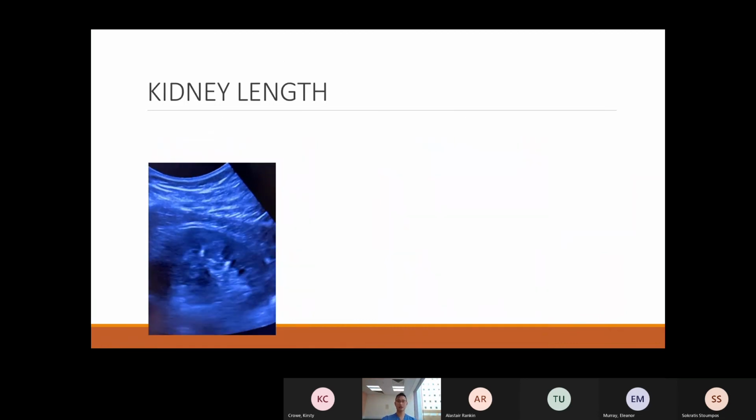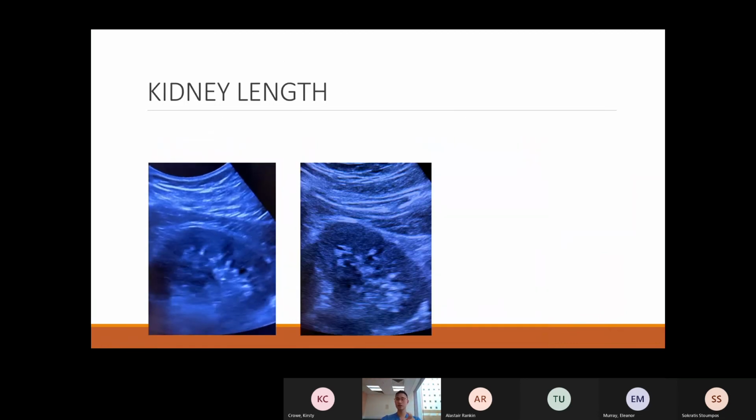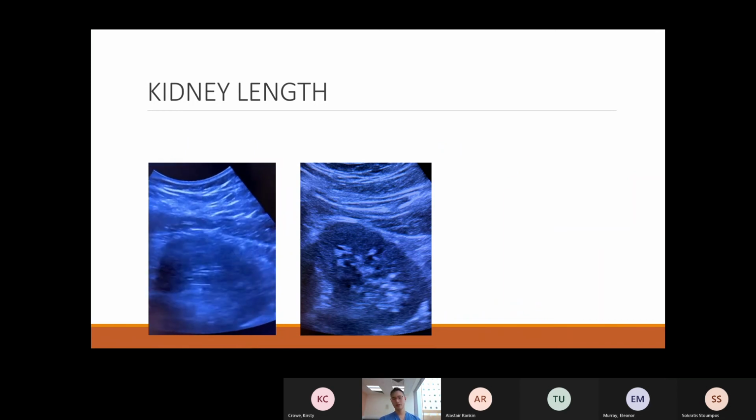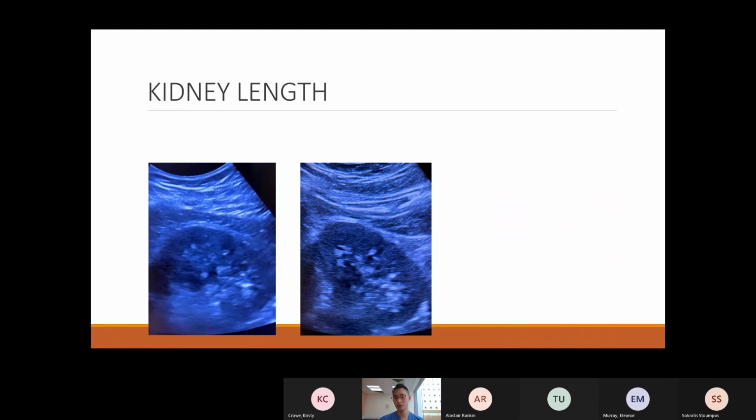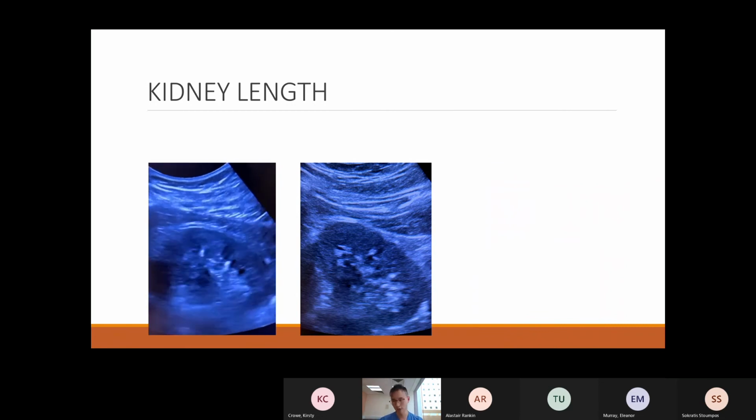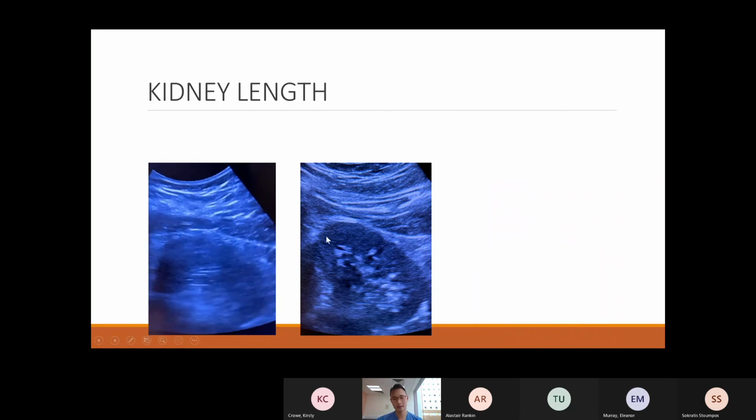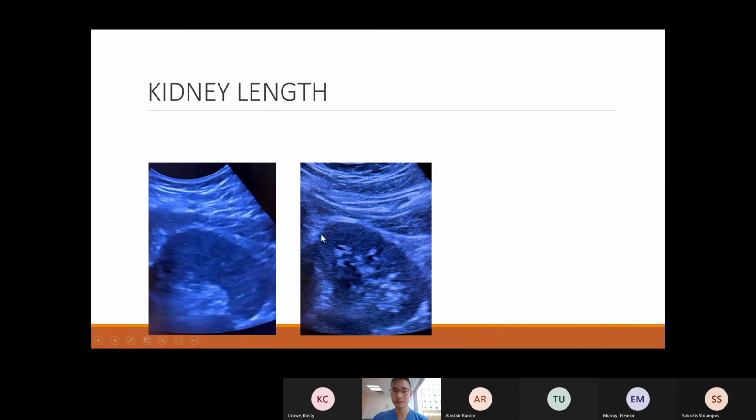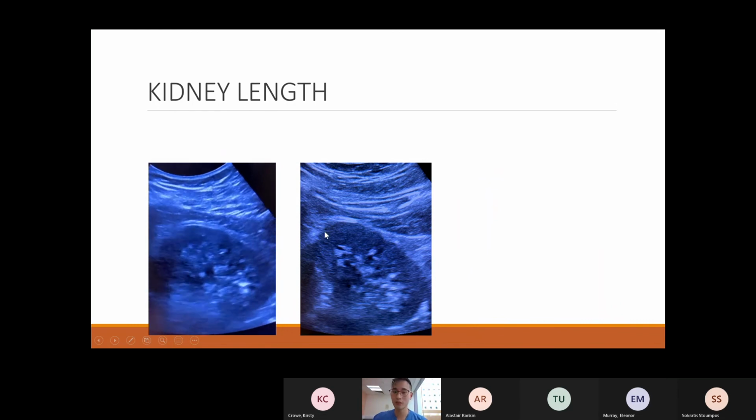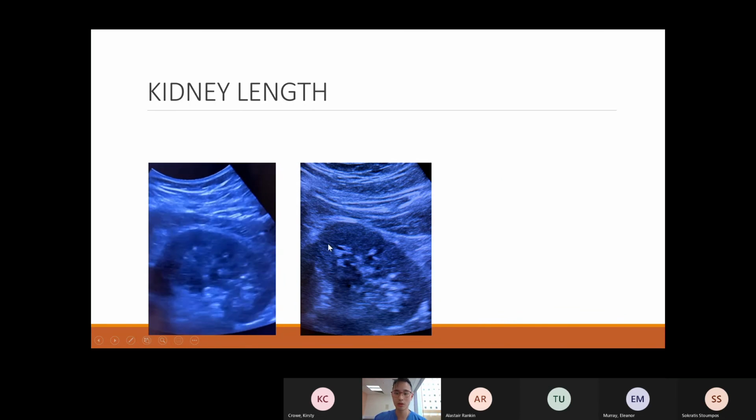And once you do that, you freeze your image. There's a freeze button on the screen, you freeze your image at the longest plane of the kidney. And that's when you do your first measurement of your kidney length. That is defined by the edge of one end of the kidney, one pole of the kidney, all the way to the edge of the other end, capsule to capsule.